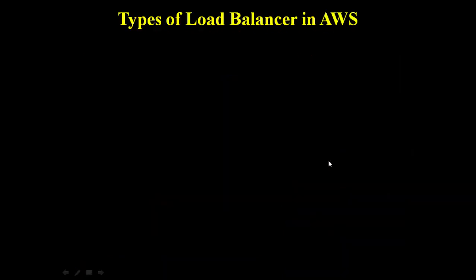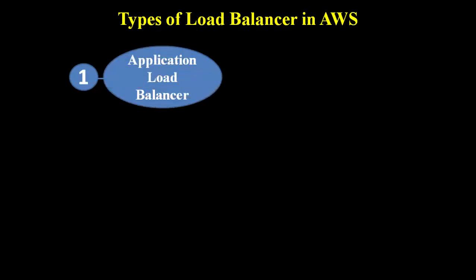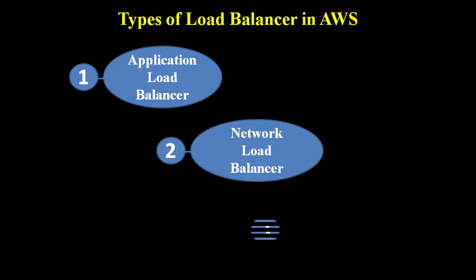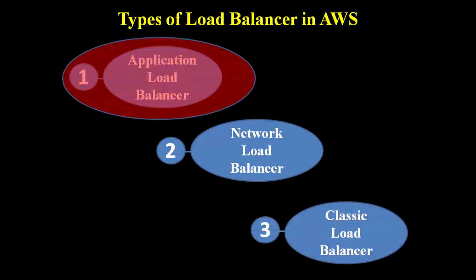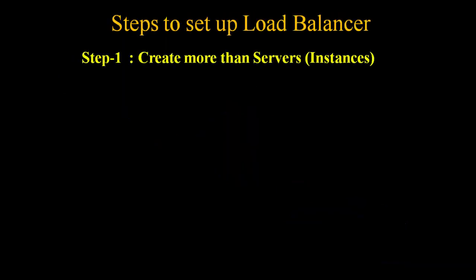Now, the different types of load balancer in AWS. The first one is the application load balancer, the second one is the network load balancer, and the third one is the classic load balancer. In today's video we will have a demo on the application load balancer. To implement the application load balancer, we have certain steps, so let us discuss all the steps to set up a load balancer.